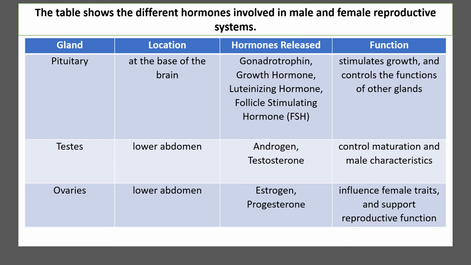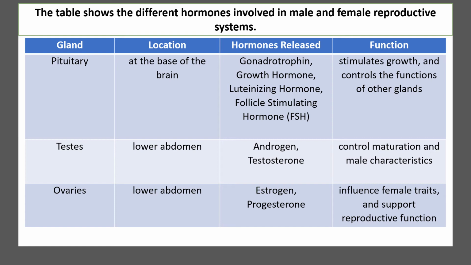While for the male reproductive system, they have another gland known as the testes. Testes are found at the lower abdomen, wherein they secrete androgen and testosterone. Androgen and testosterone control maturation and other male characteristics, such as the onset of the Adam's apple, the onset of pubic hair, and other things for the male.